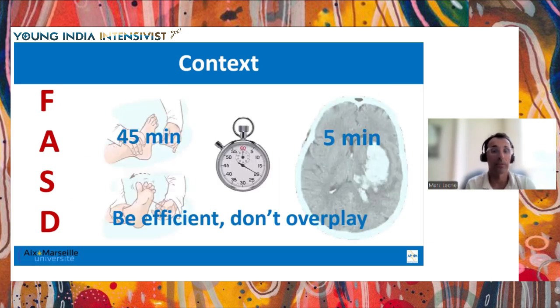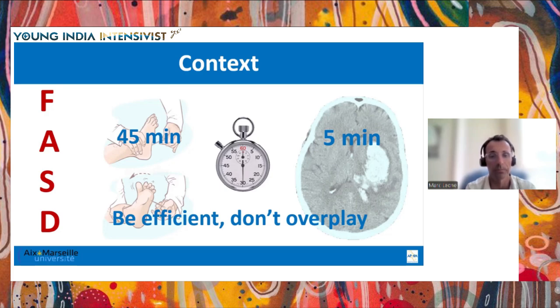So you can perform a 45 minute neurological examination, but in patients with sepsis, that doesn't make sense. So be efficient. Don't overplay with the clinical examination, notably in a patient with septic shock or with sepsis, because time is life. For neurological examination, for instance, you can have 5 minutes, because if you need details, you can have a CT scan, and it's very fast.